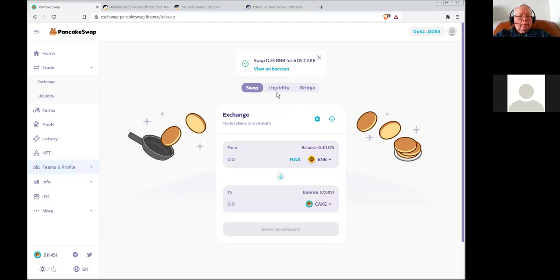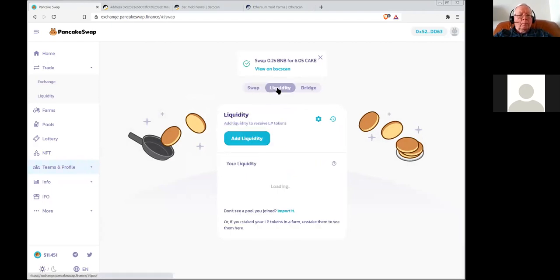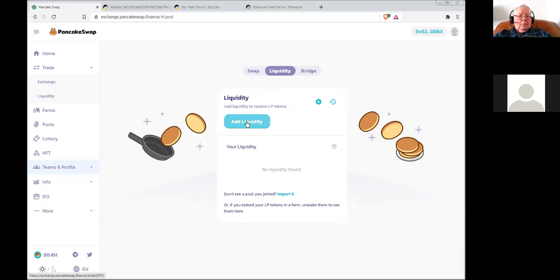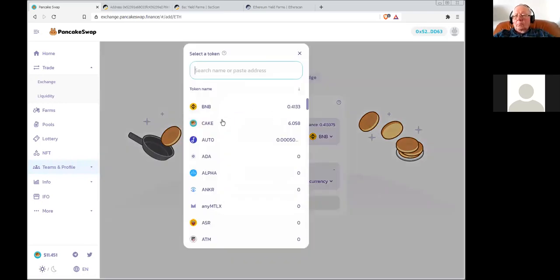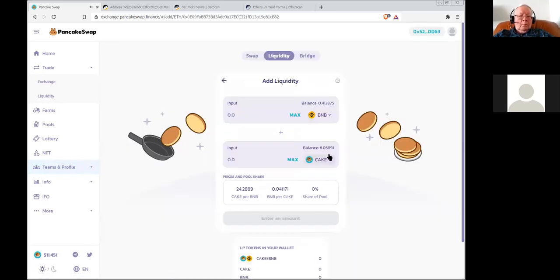So now I'm going to go to the liquidity, and this is where I get LP or liquidity tokens for that farm that I want to do. So I'm going to say add liquidity, and this is asking me which 2 coins that I want to do. So I'm going to choose those 2, and now it's asking how much of those 2 coins that I want to do. Now there's a ratio, so you can't violate the ratio, so to speak.